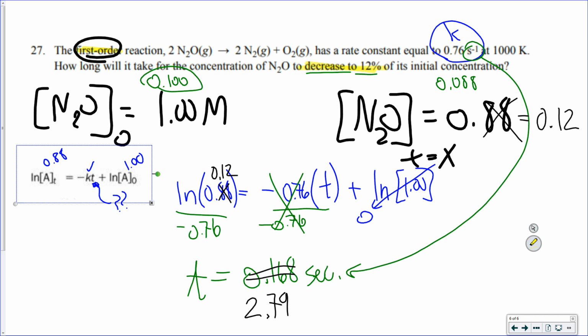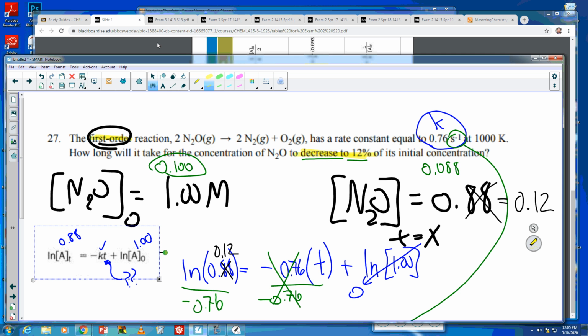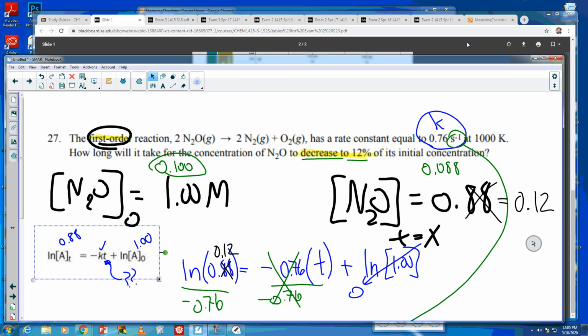So if it was second order, what would change? What would change would be which equation we would use in the integrated rate law. We would either use zero order, this one, first order, this one, second order, this one. So the integrated rate law is different for every order. All right. What else?